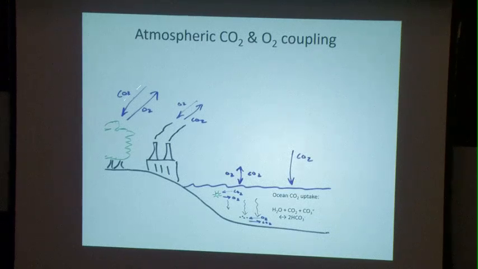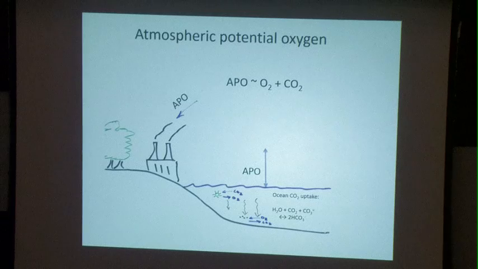But it turns out that these land exchanges are very tightly coupled, almost 1-to-1, so that if you take up a CO2, you give off an oxygen or vice versa. That means if you add the CO2 concentration and the oxygen concentration together, you end up with a combination that's not sensitive to the land anymore. You kind of take it out. And we call that sum atmospheric potential oxygen. It's kind of the amount of oxygen you could have in air if you turned all the CO2 into oxygen by photosynthesis. So it's the potential amount you could have given the amount of CO2. And with atmospheric potential oxygen, you kind of take the land out.